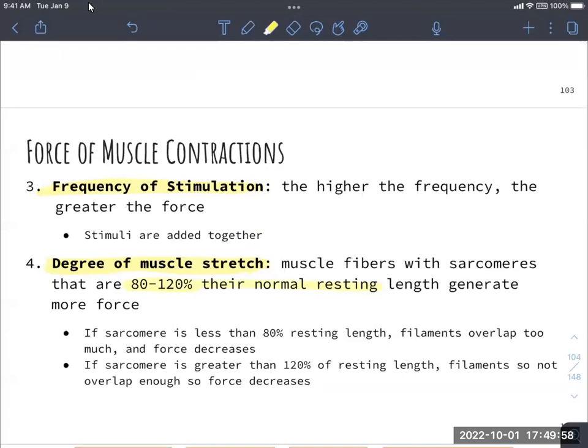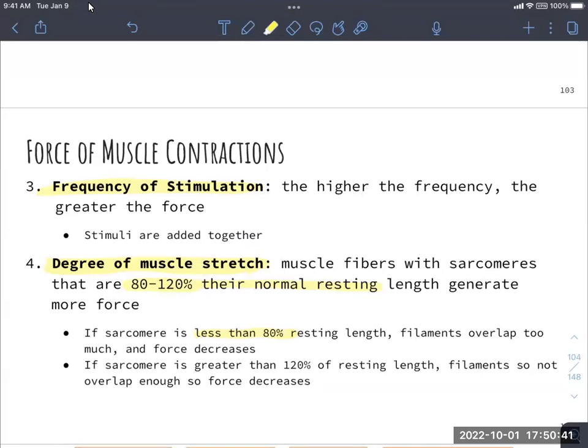They generate more force. So if those muscle fibers are 80 to 100% of their normal resting length, they're going to generate a bigger force. If it's less than 80%, those filaments overlap too much, so the force decreases. There's not as much place for those actin filaments that are moving towards the center. And those actin filaments are getting pushed closer and closer by those myosin heads. They don't have as much room to go. So this contraction is not going to be as strong.